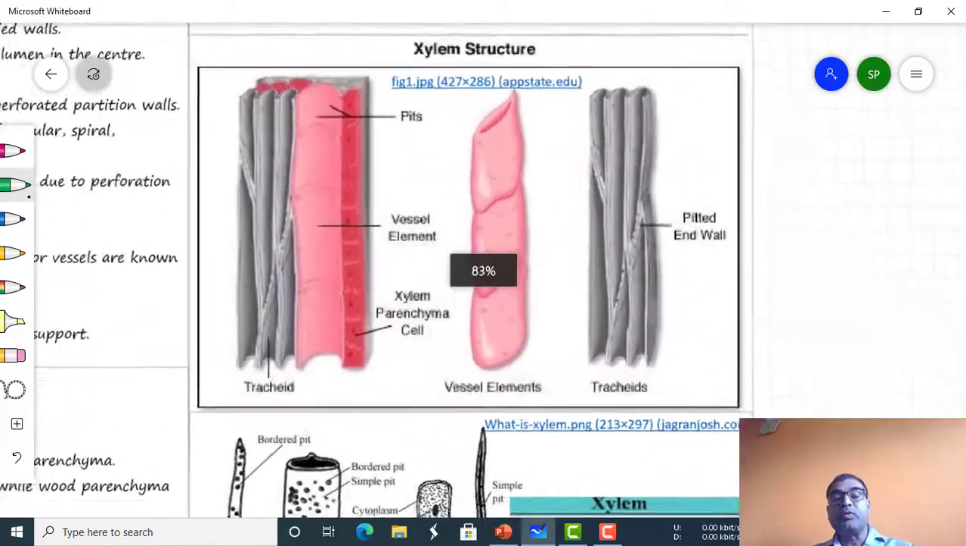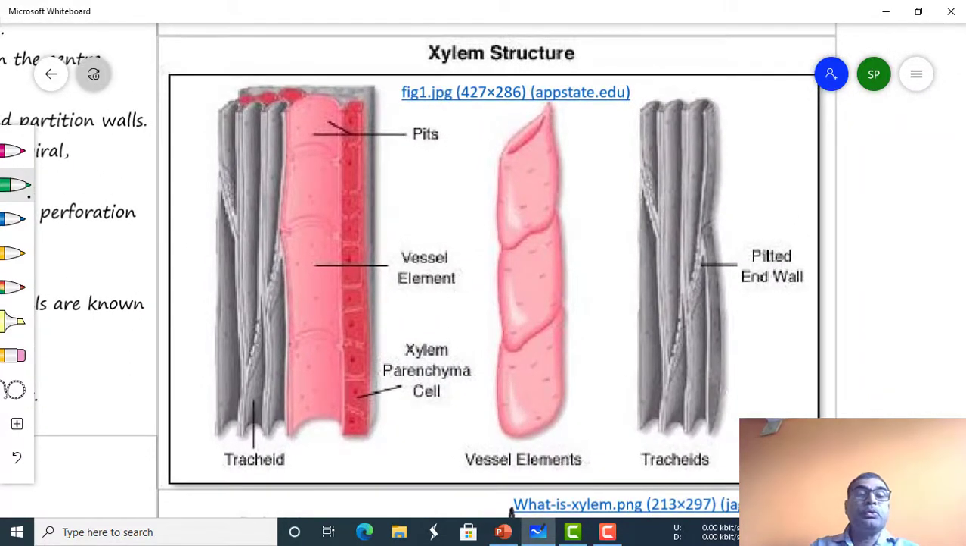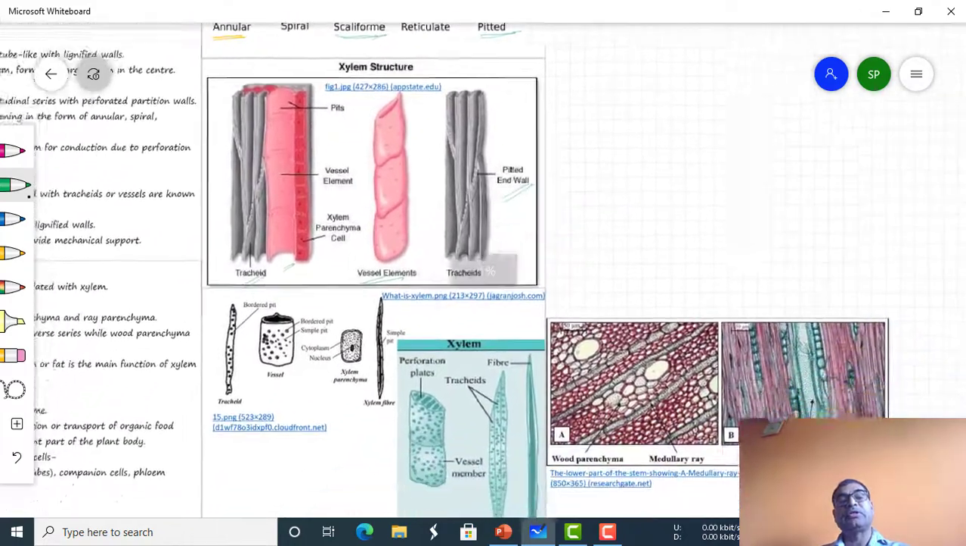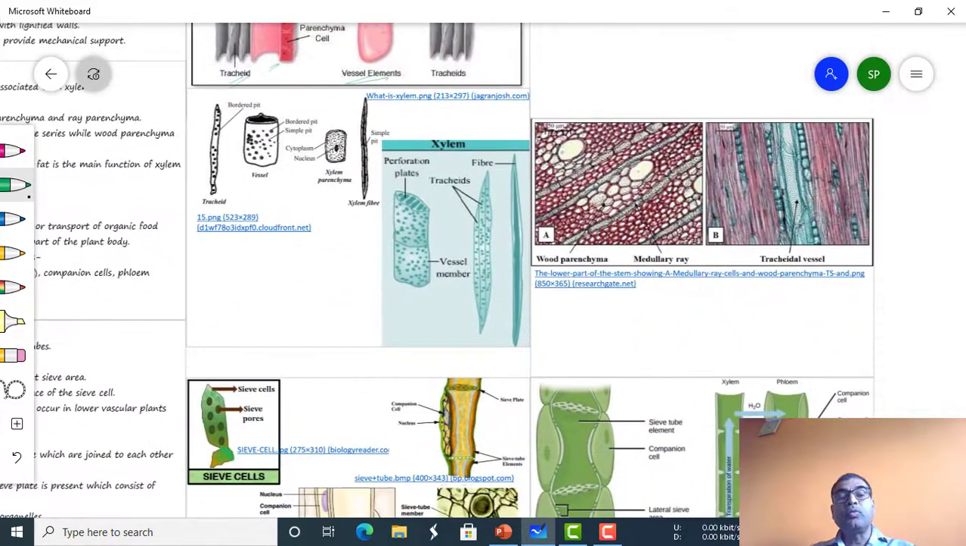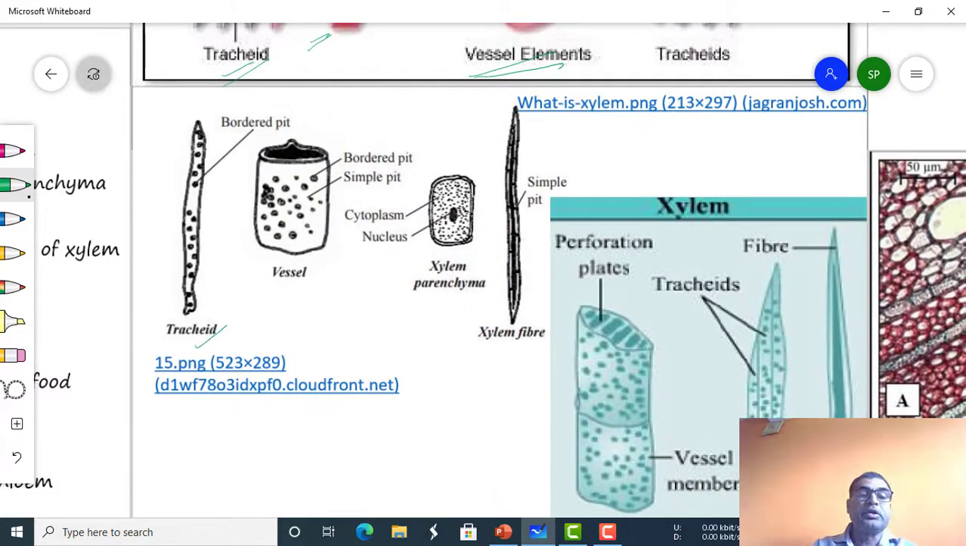Now, this is one more figure showing the structure of a xylem. Within a xylem, these are the tracheids, and this one is a vessel. This is again a vessel element, and these are the tracheidal elements or tracheids present in the xylem. One more image shows how the tracheids look, how the vessels are present, and what kind of pits are present. Then this one is a xylem parenchyma showing complete protoplasm in it.